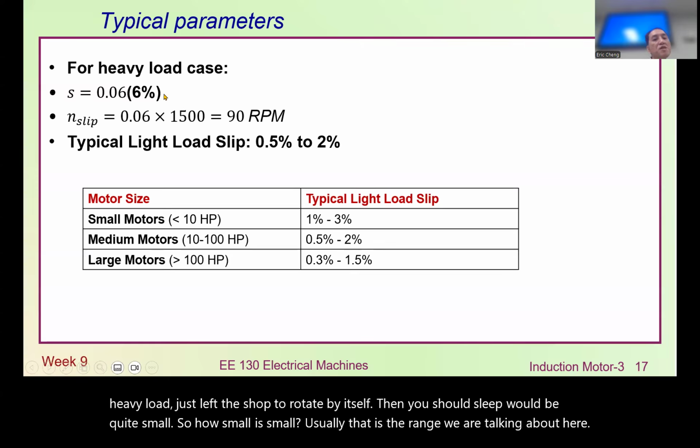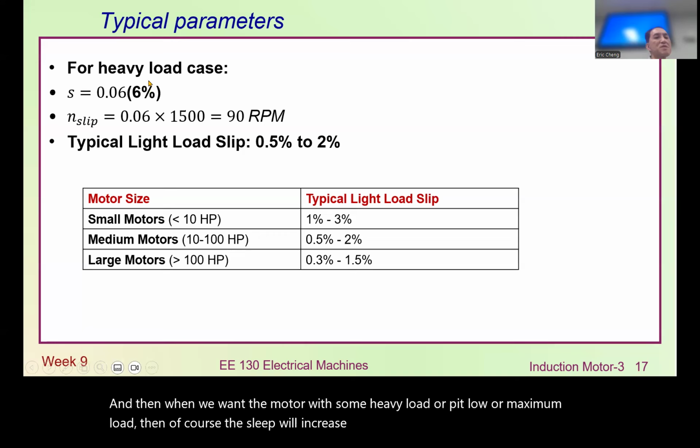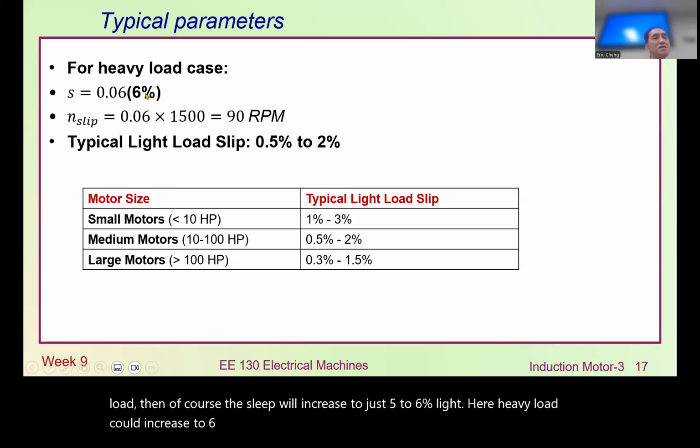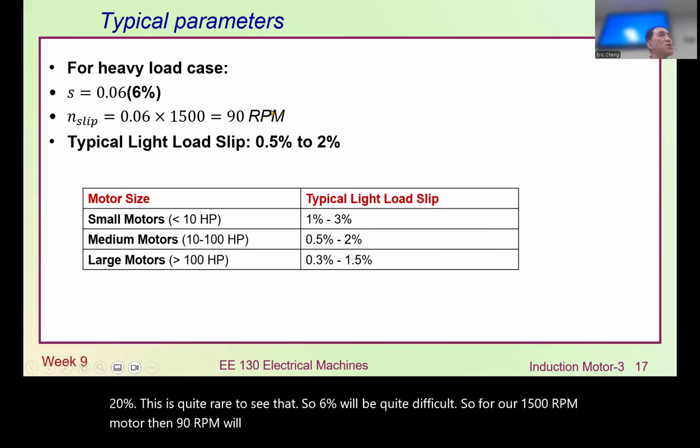And when we run the motor with some heavy load or peak load or maximum load, then of course the slip will increase to just 5 to 6%, like here. Heavy load could increase it to 6%. That's quite common. We seldom see an increase to more than 10% or 20%. That is quite rare. So 6% would be quite typical. For our 1,500 RPM motor, 90 RPM will be quite a typical difference.